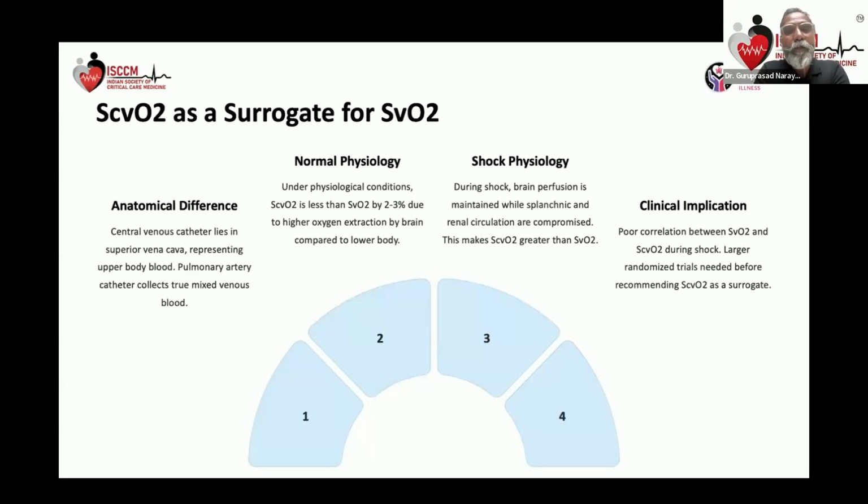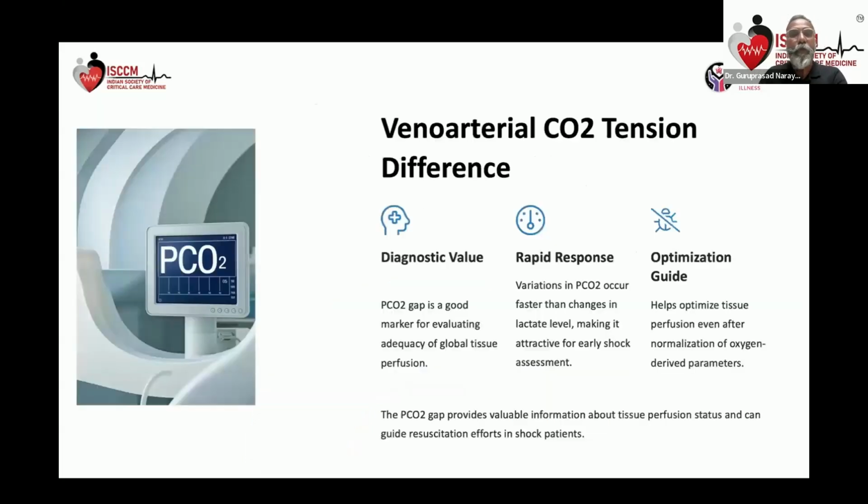There is a normal difference of about 2 to 3% between ScvO2 and mixed venous oxygen. That is because of the high oxygen extraction of the brain compared to the lower extremity. But when the patient is in shock, brain perfusion is maintained while splanchnic and renal circulation are compromised. This makes the ScvO2 greater than SvO2. Anyhow, there is a poor correlation between ScvO2 and SvO2 during shock, but we need larger randomized trials before recommending ScvO2 as a surrogate.